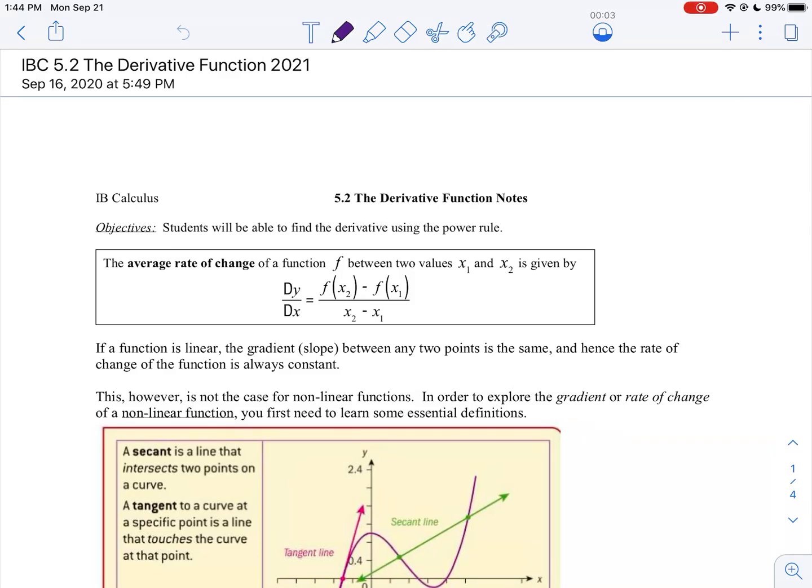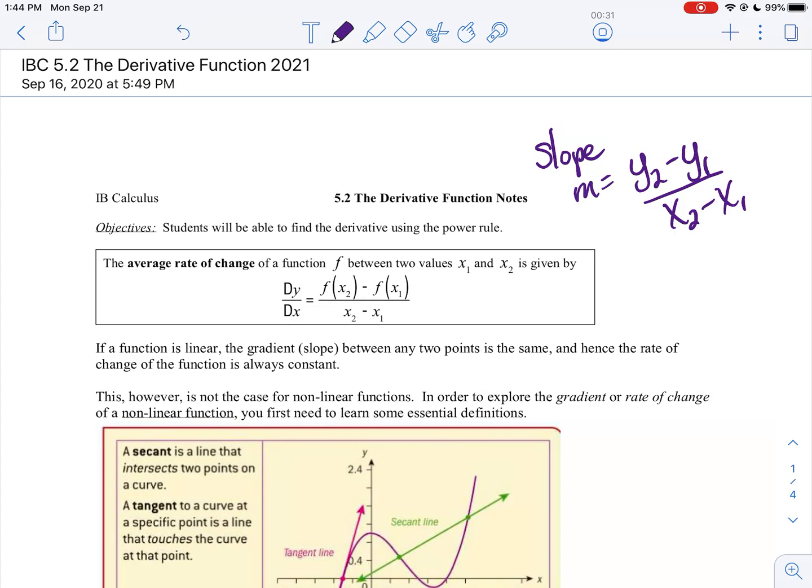Today we're going to cover the 5.2, the derivative function notes. So students will be able to find the derivative using what's called the power rule. So average rate of change, I want you to think about, is slope. Slope is an average rate of change where you do y2 minus y1 over x2 minus x1.